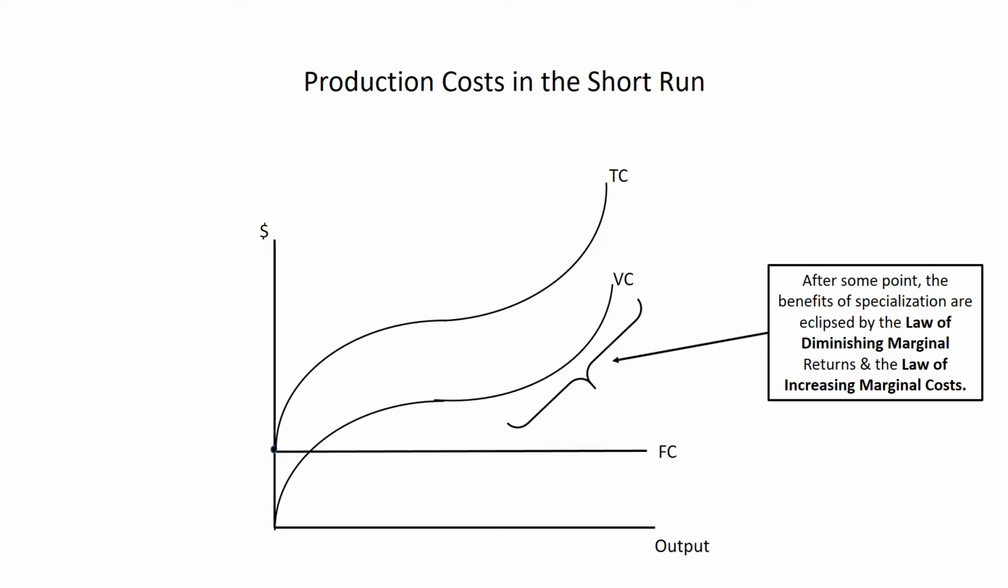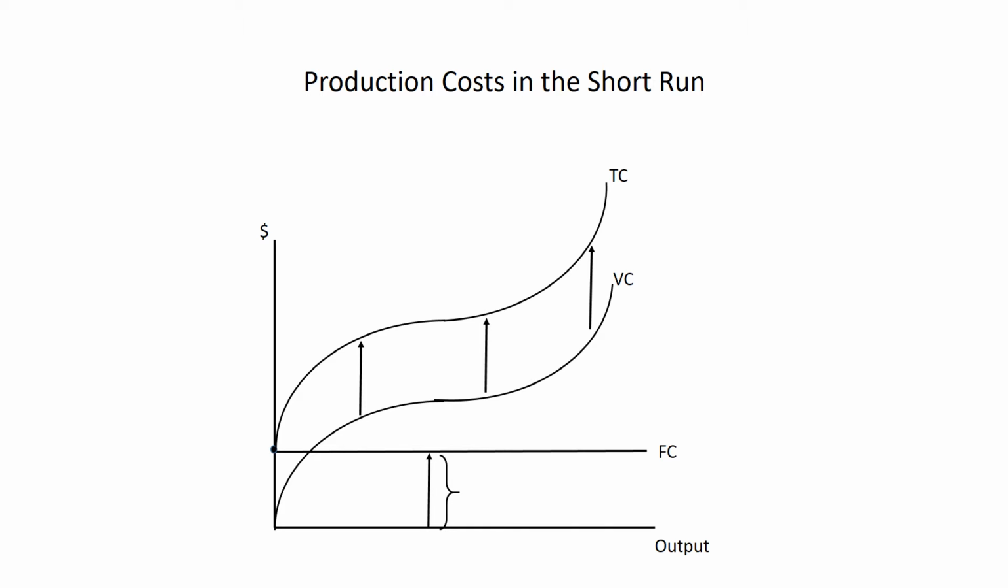After some point, however, the benefits of specialization are eclipsed by the inevitable law of diminishing marginal returns and its corollary, the law of increasing marginal cost. Those rising marginal costs are causing the variable cost function to increase at an increasing rate. The curvature of the variable cost function also causes the total cost function to be similarly shaped. In fact, the total cost function is vertically parallel to the variable cost function.